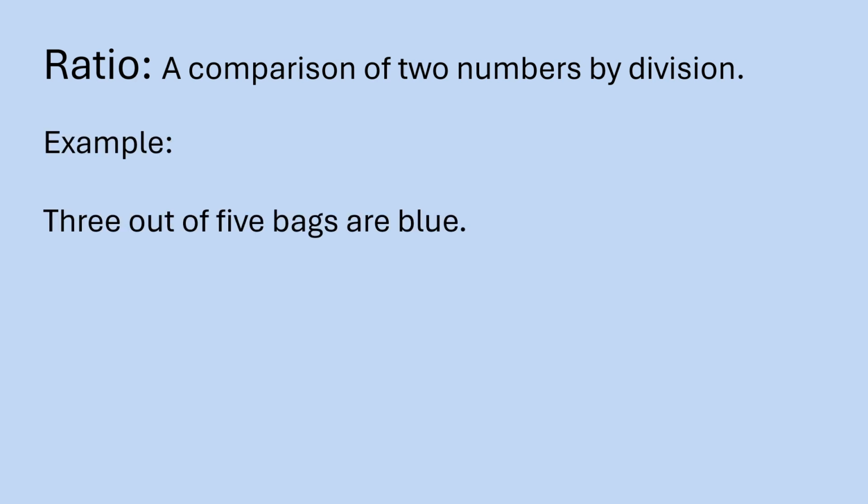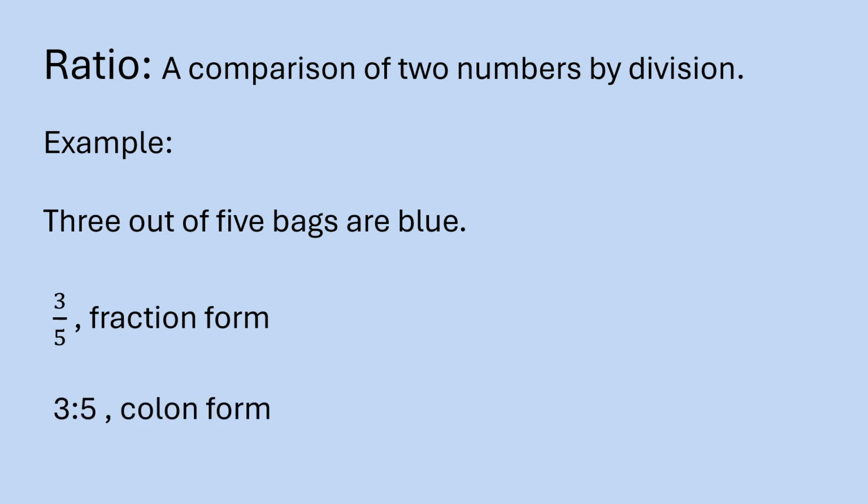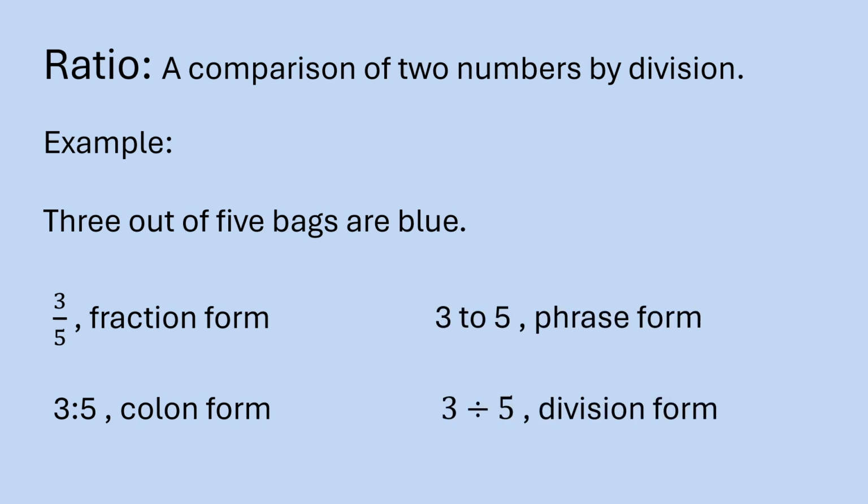Example, 3 out of 5 bags are blue. So 3 over 5, fraction form. We can also indicate it as 3 to 5, colon form, 3 to 5, phrase form, or 3 divided by 5, division form. So we can indicate a ratio by any of these forms.